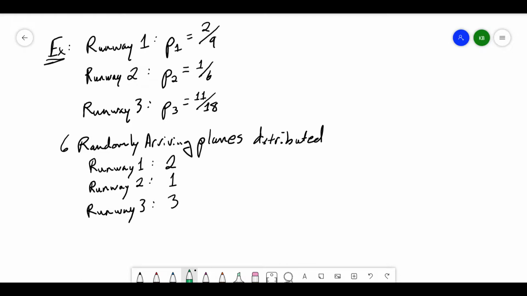And then what we want to know is the probability that 6 randomly arriving commercial jets are distributed in this fashion. So we have 2 going to runway 1. Since this is the probability we're looking for, this is x sub 1. And then runway 2, having 1 go there, that's x sub 2. And having 3 go to runway 3 is x sub 3. So I can use the multinomial distribution. So I'll have f, remember I had x1 up to xk, so I'll have x1, x2, and x3. And then I put a semicolon and I put my probabilities, so probability 1, probability 2, and probability 3. And then finally, I put my n value.